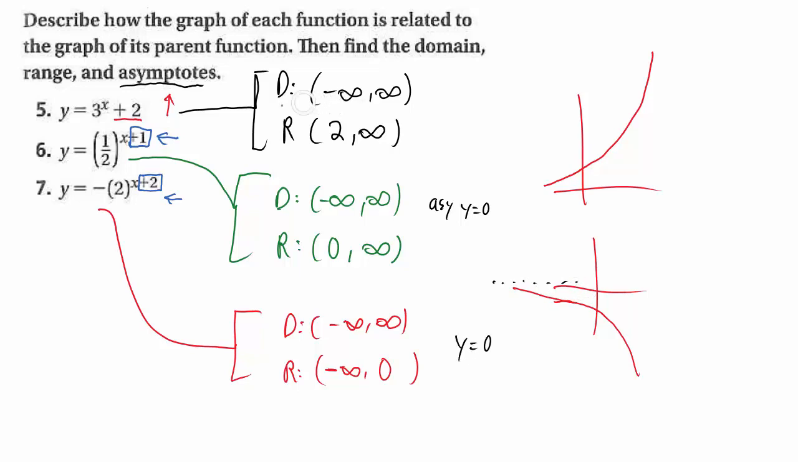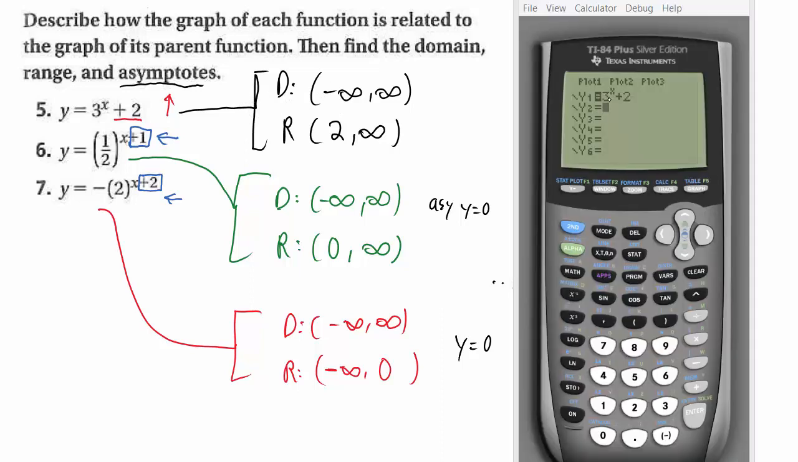But let's look at number 5. So I put this into my equation. I'm just going to go to the standard window. And what an asymptote is, if you remember, it's what the line kind of approaches. It's really given by your range: whatever number your range stops at, that's a good indicator of where you're likely to have an asymptote.